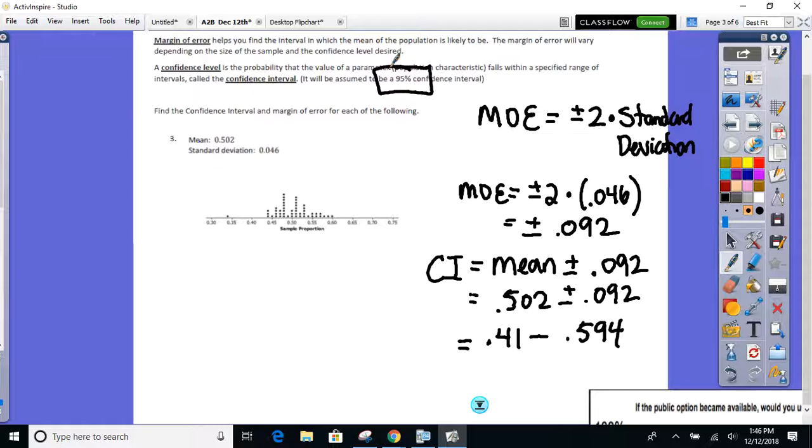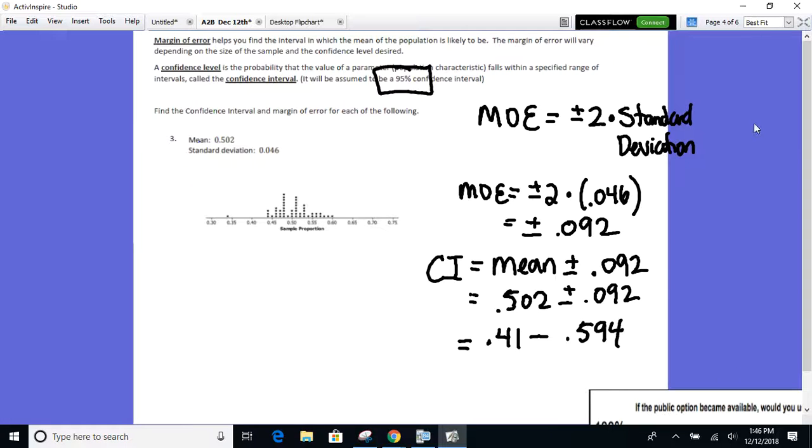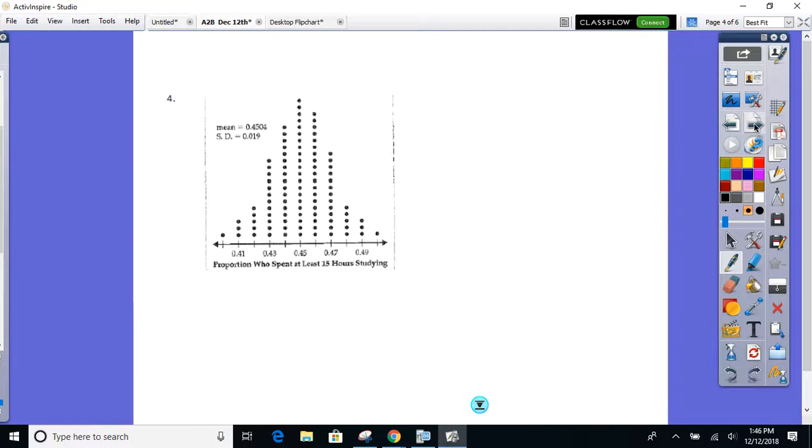Questions? Can you find the next one? Should we do it together or on your own? What do we think here? You guys usually tell me straight what you think. I just want to go ahead, find the margin of error, and then find your confidence interval. This is the proportion of people who spent at least 15 hours studying.